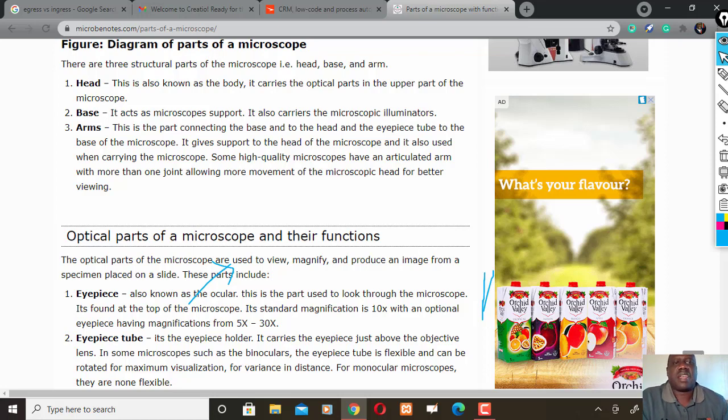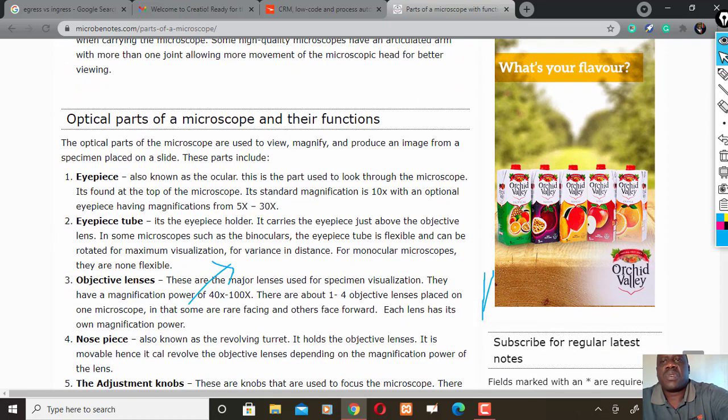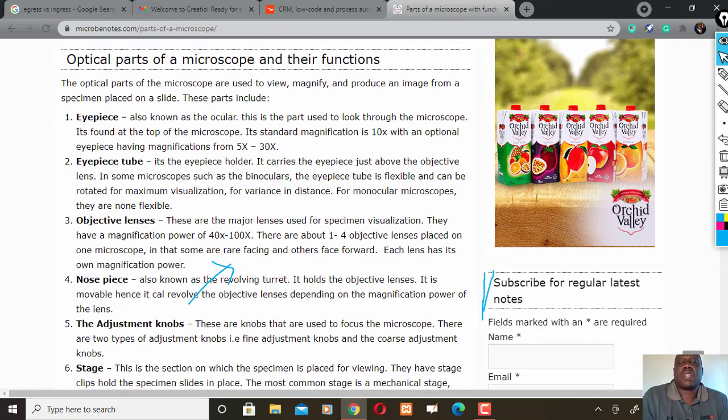It's kind of jointed. So if you look at the optical parts of a microscope together with their functions, you'll notice that the optical parts of the microscopes are used to view, magnify, and produce an image from a specimen placed on the slide. These parts will include the eyepiece, also known as the ocular. This is the part used to look through the microscope and is found at the top of the microscope. Its standard magnification is normally 10 times, with an optional eyepiece having magnifications of 5 times to 30 times.